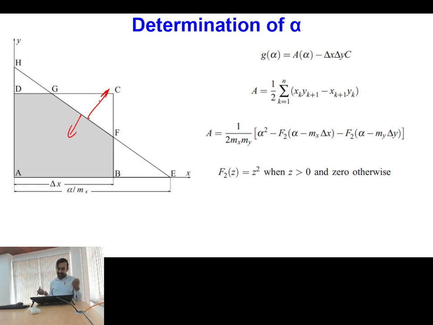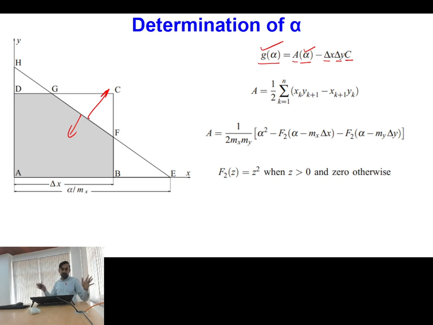So for determining alpha, again we have to do a minimization function, and this minimization function g of alpha is equal to A of alpha. It means the area of the reference phase when you have selected any arbitrary value of alpha, minus delta x delta y into C. So delta x delta y is the cell size, multiplied by C will give you the area occupied by the reference phase. So this value is something which you have to minimize.